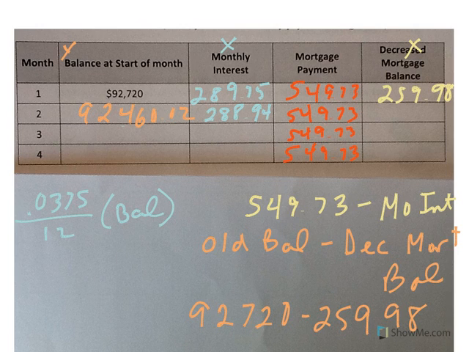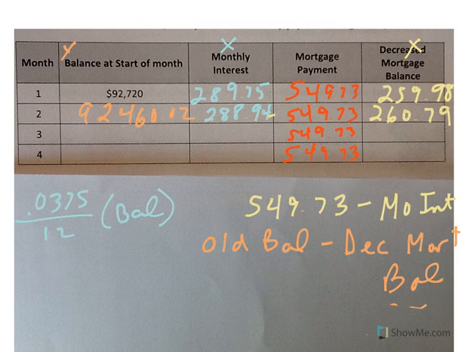Okay, to find the decreased monthly balance for this second month, we would take our mortgage payment, the $549.73, and then we would subtract the $288.94. So when I subtract these two numbers, I get $260.79.